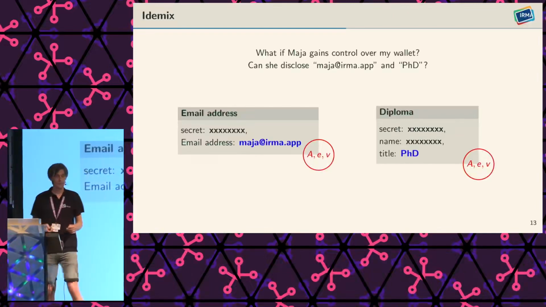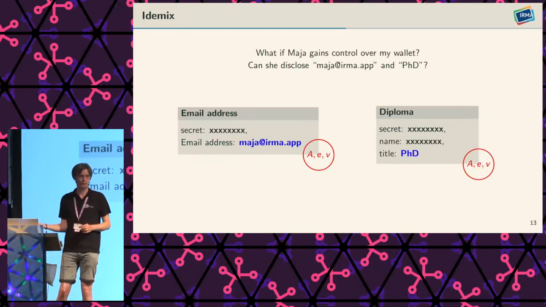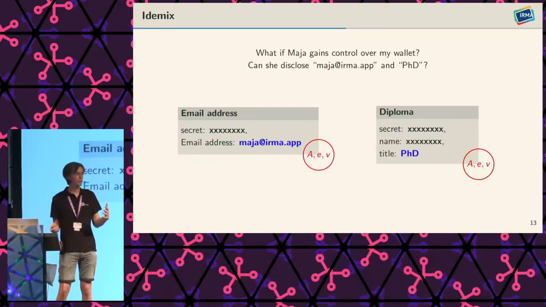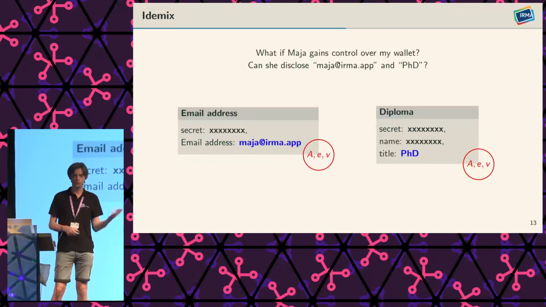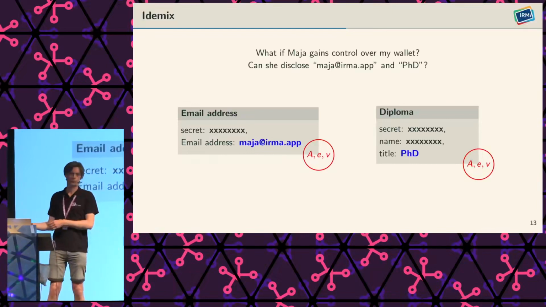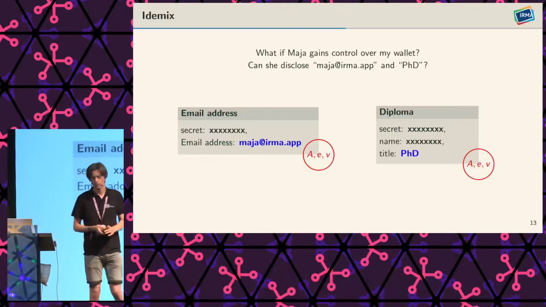That means that Maya's wallet will also contain credentials, which also contain secrets, though that secret will have a different value. So my secret may be 1, 2, 3, and then her secret is going to be 4, 5, 6. Actually, it's a lot bigger, but you get the idea.